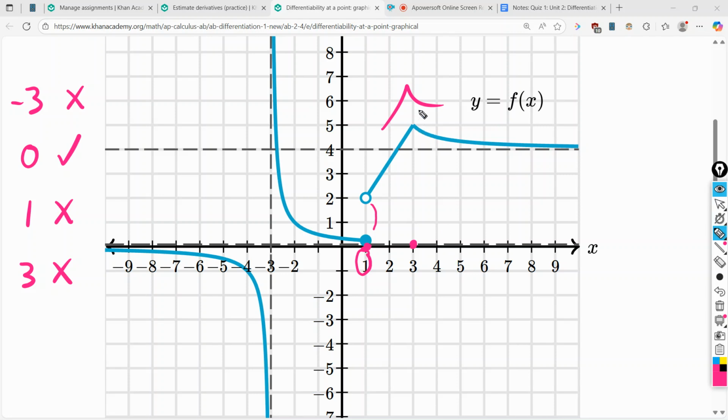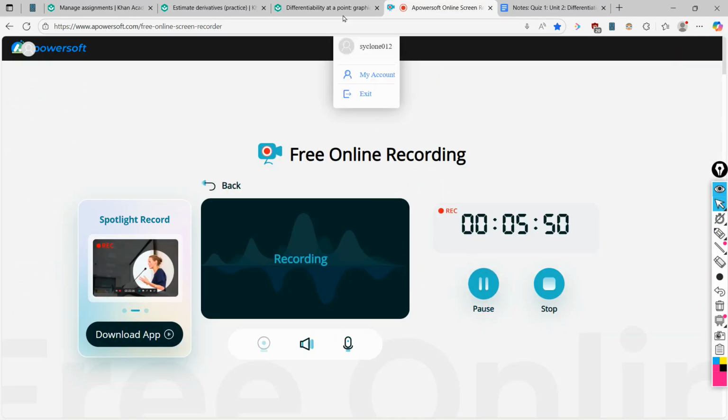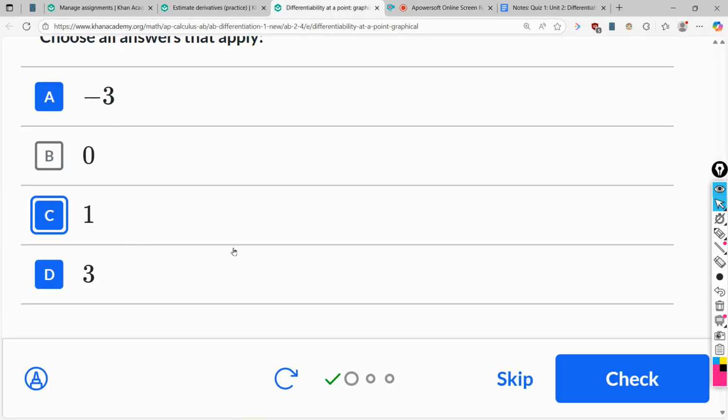If it was a softer curve, it would be okay. But when it's a sharp turn like that, that's no good. So that's at x equals 3. So 0 was the only one where we could find the slope. We're looking for the ones that we can't. So it's -3, 1, and 3.